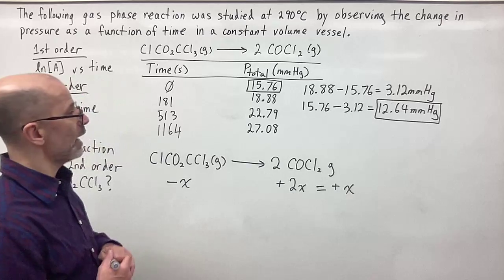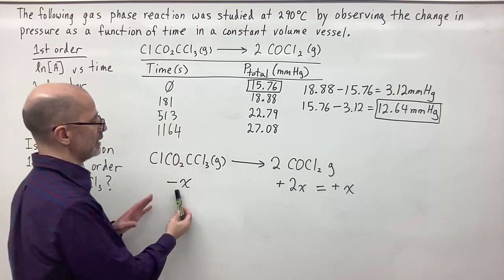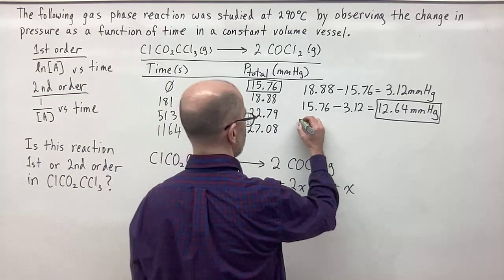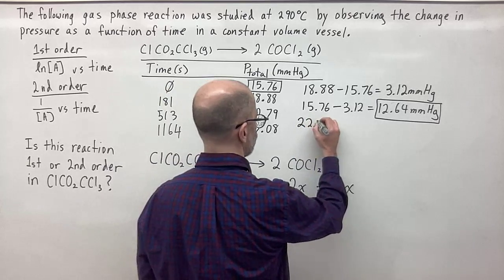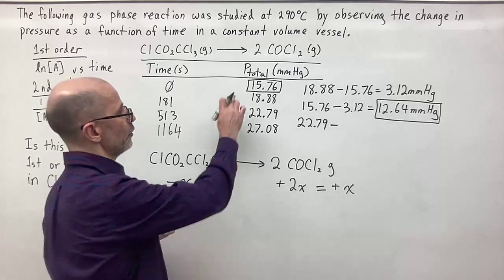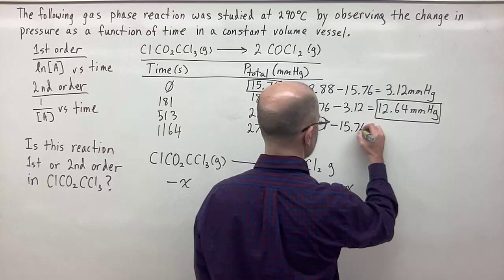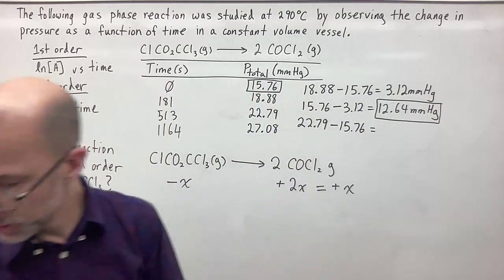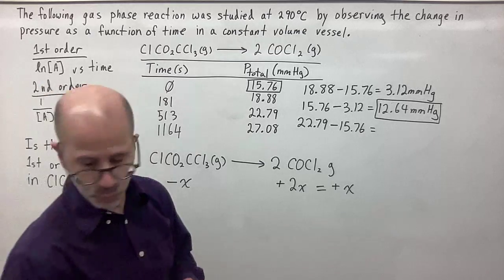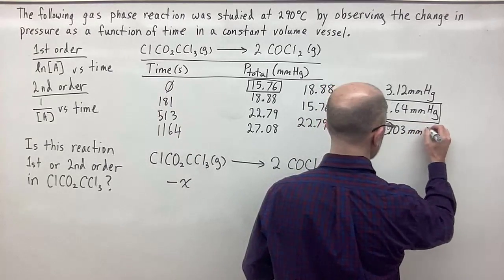So now I can see, okay, well, what about after 513? Well, it's the same thing, right? So now I have, this is my total pressure. So I'm going to take that total pressure, 22.79, and I'm going to subtract what I started with, the 15.76, and that's going to give me 7.03 millimeters of mercury.